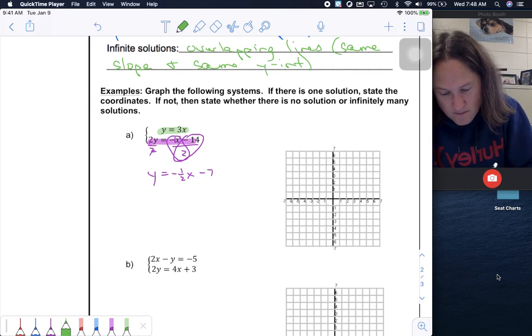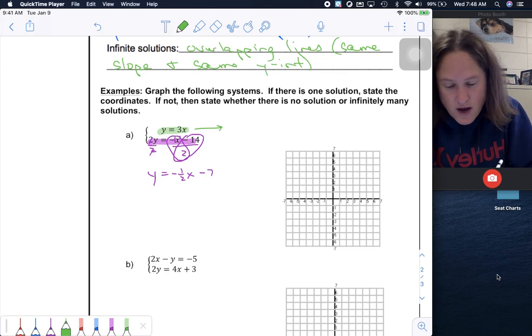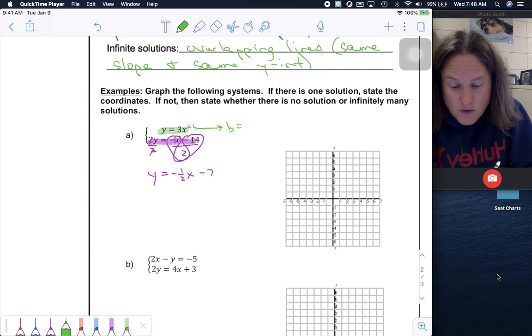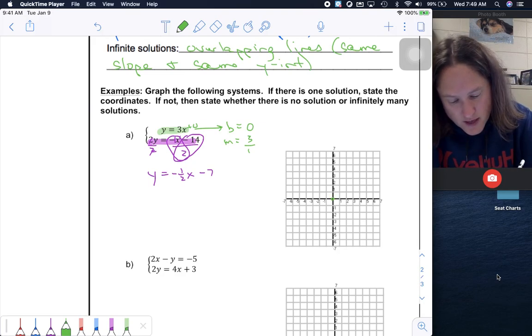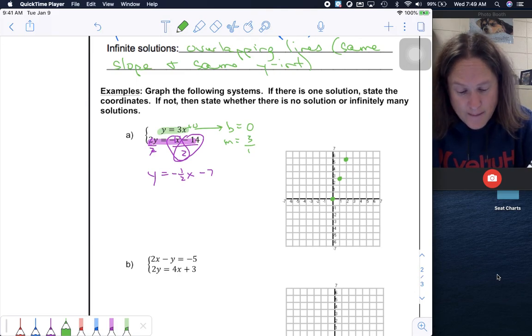So one at a time. I'm going to start with y equals 3x. b is 0, because remember you have that plus 0. m is going to be 3, and you need to have your slope as a fraction, so 3 over 1. So I'm going to plot my y-intercept, and from there I'm going to rise 1, 2, 3, and run 1. Rise 1, 2, 3, and run 1. Or remember, if I wanted to do the opposite, I could fall 3 and go to the left one, because a negative divided by a negative is a positive.